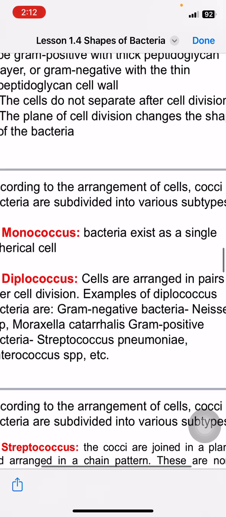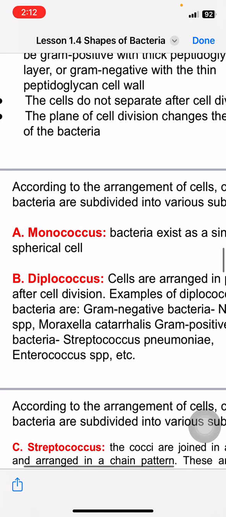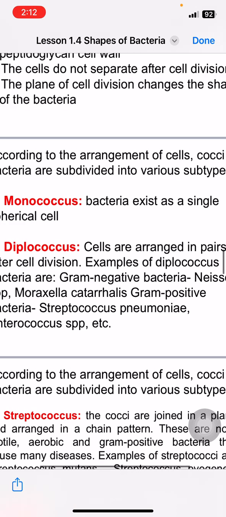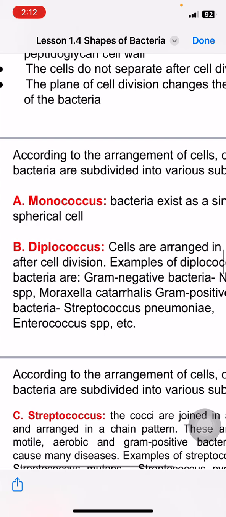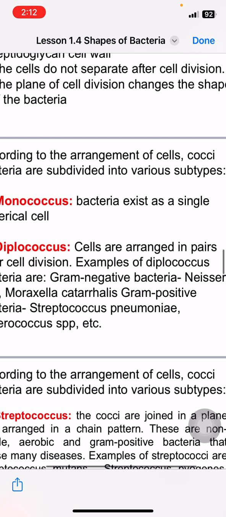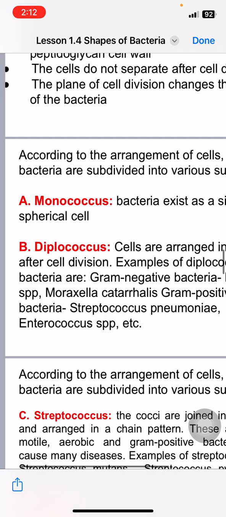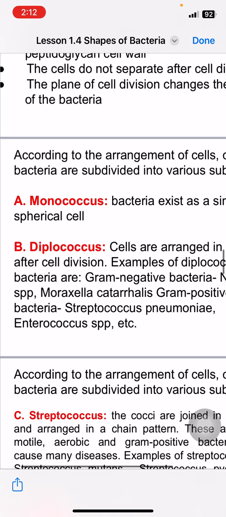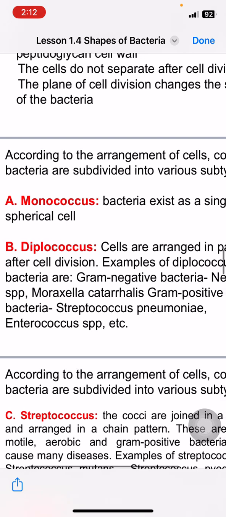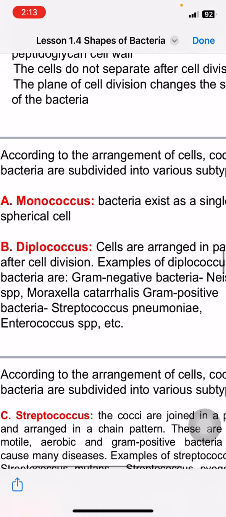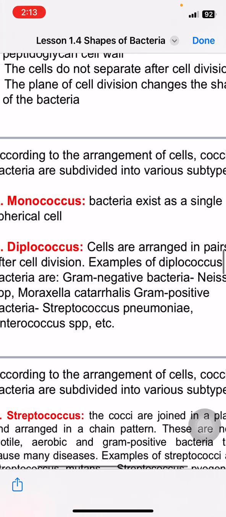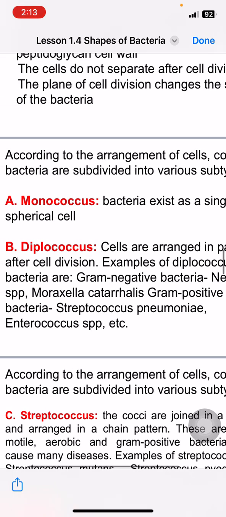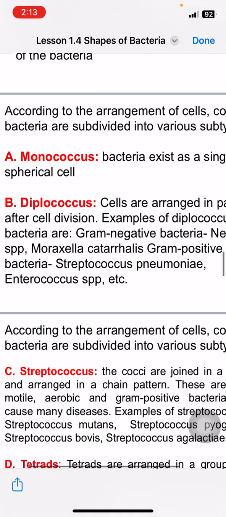When we say monococcus, it only exists as a single spherical cell, while in diplococcus, from the word di itself, it is arranged in pairs after the cell division. One good example of diplococcus is diplococcus bacteria that are gram negative and gram positive. Gram negative: Neisseria, Moraxella catarrhalis, and gram positive: Streptococcus pneumoniae, Enterococcus. So that is the example of diplococcus.